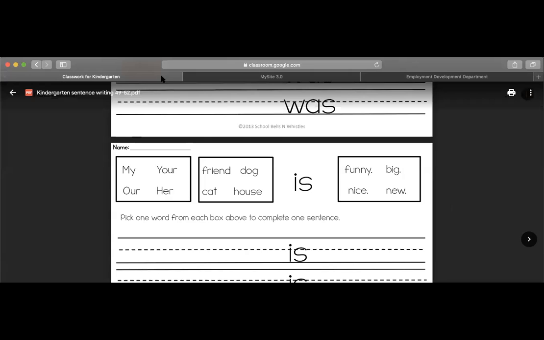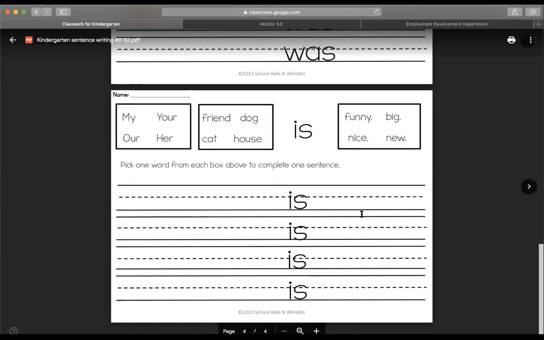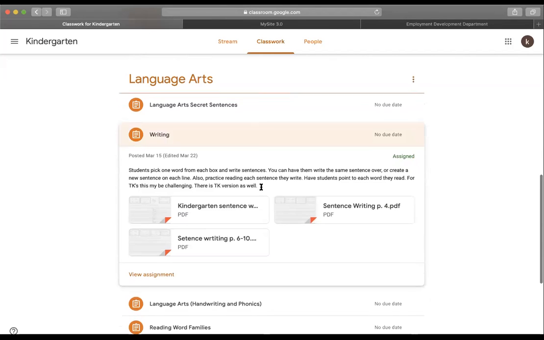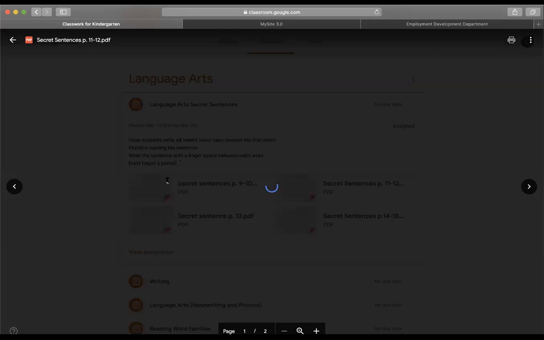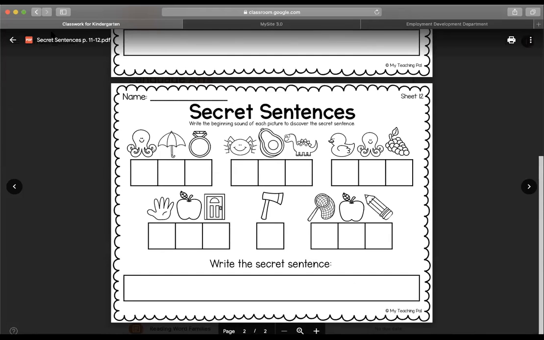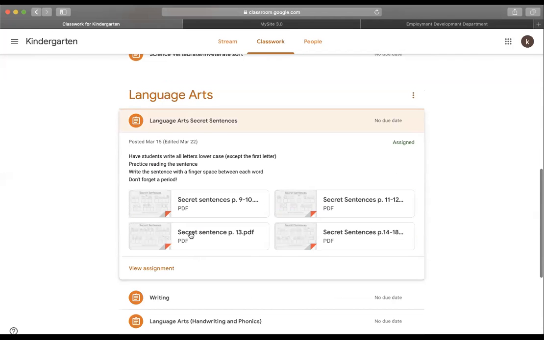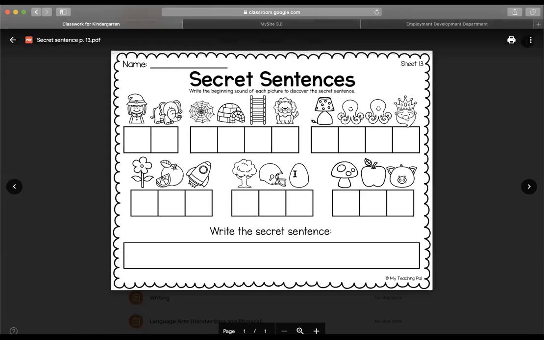Miss Kiana, what do we need printed for the next class? So it's gonna be this worksheet, here I'll show you. It should be under kindergarten sentence writing. It's gonna be this one. Okay. And then also we're gonna do secret sentences. Not this one, the next one, the one that's page 13. Okay. Thank you. Yes, of course.